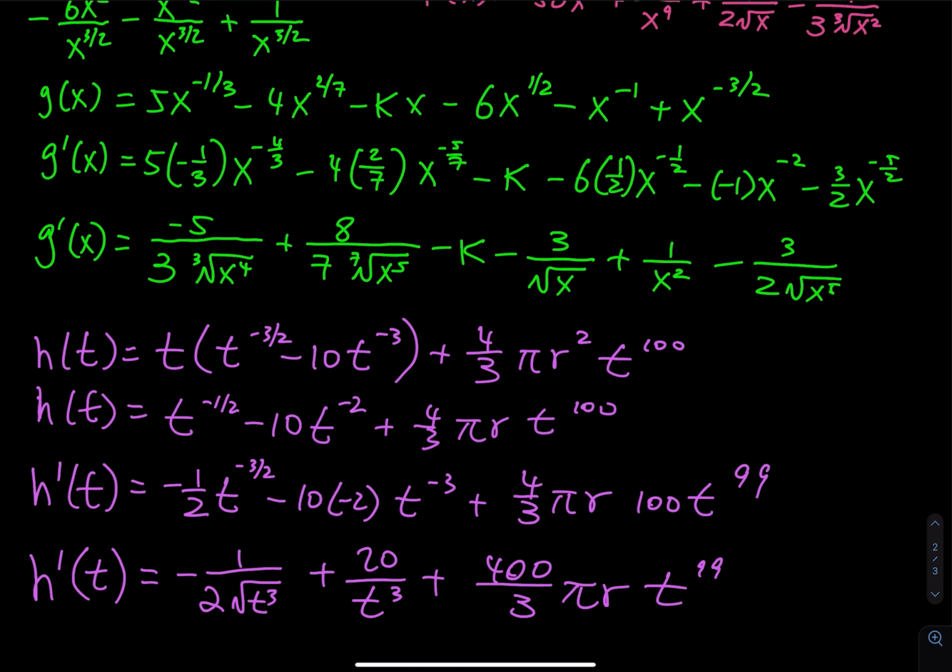We do not touch the pi r because this is h of t. t is the only independent variable, just like the previous problem. That is g of x, so x is the only independent variable. Everything else is a constant. k is just a constant.